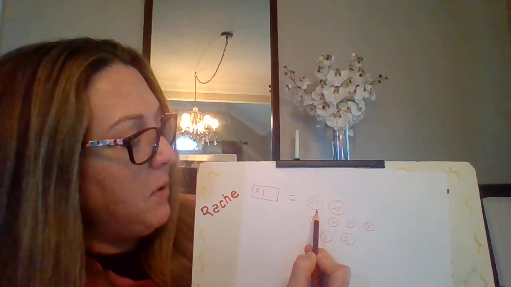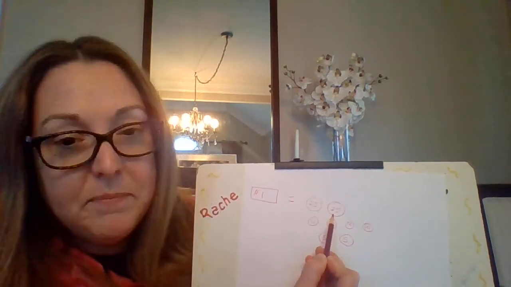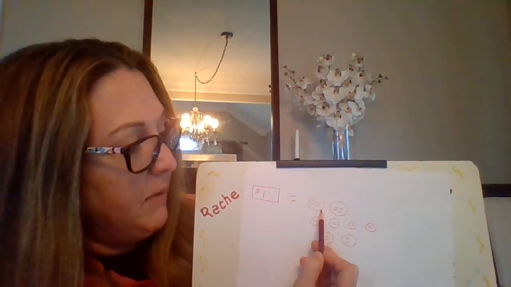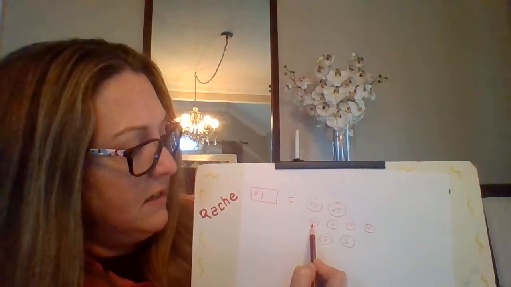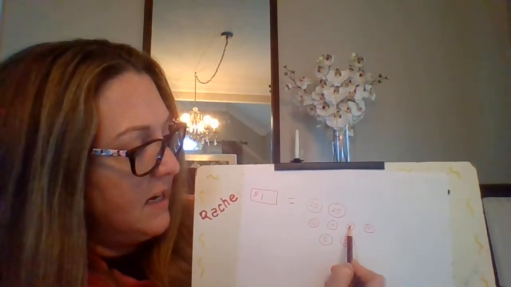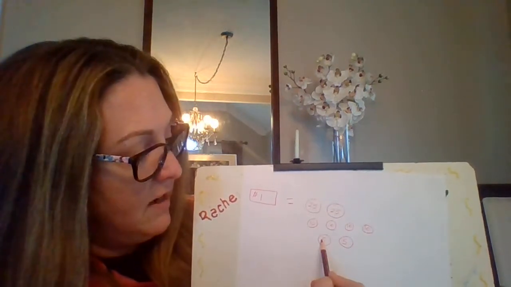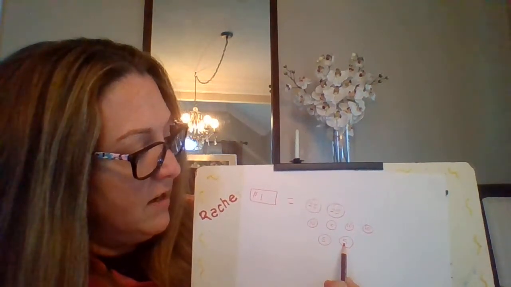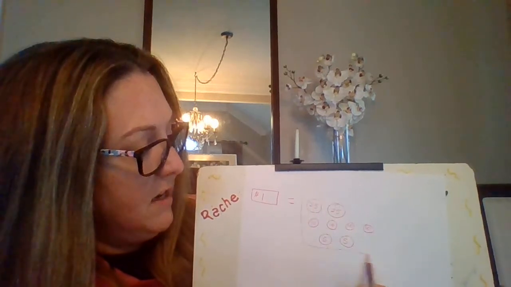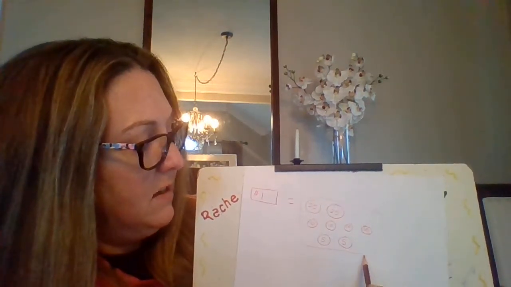So I know this part here, 25, 50. Now I'm counting by tens. 60, 70, 80, 90. Now I'm counting by fives. 95, 100. Oh, 100 cents.